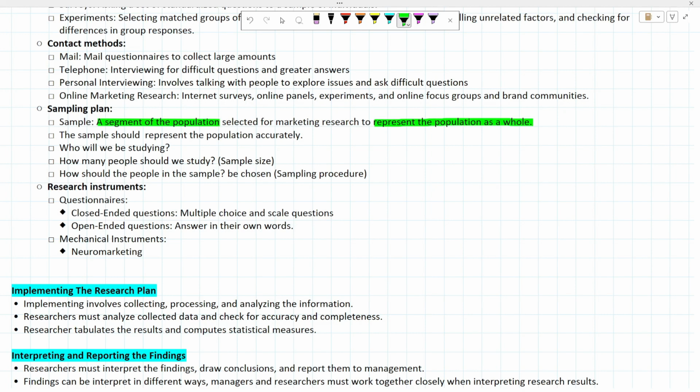Mechanical instruments, you have neural marketing, so using MRIs or other scientific instruments in marketing to see how consumers behave neurologically. So an example of this, I believe, is how the eyes are more attracted to red or yellow, and that's a reason why taxis are yellow, because it is actually proven through neural marketing that yellow is the most attractive color when it comes to cars and with lighting and all of that.